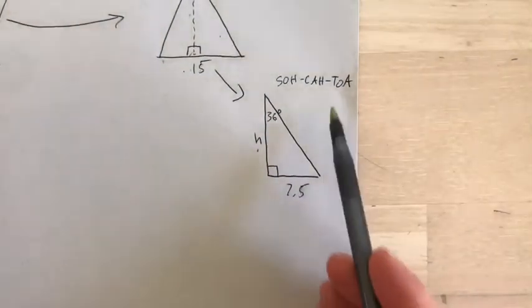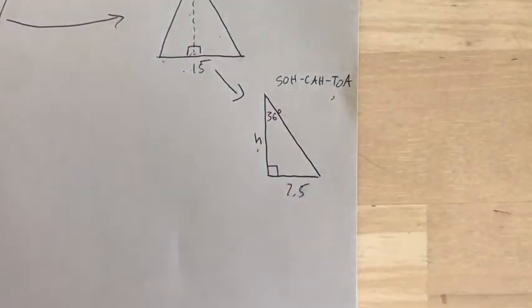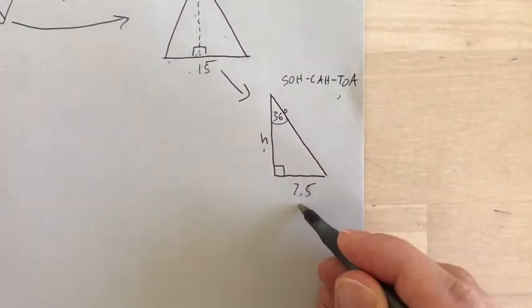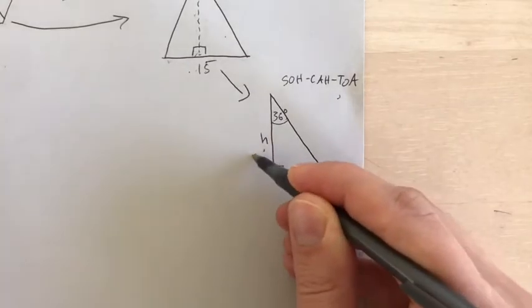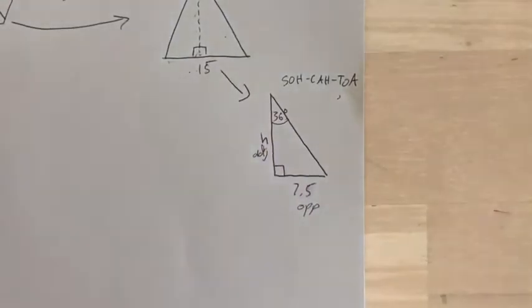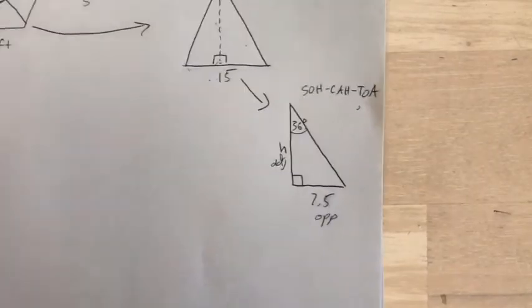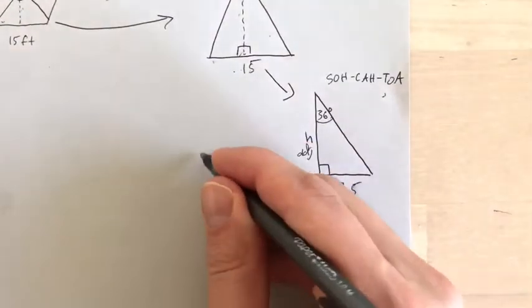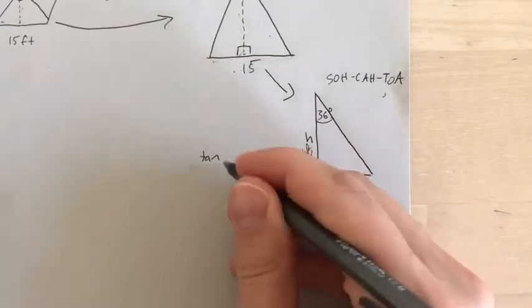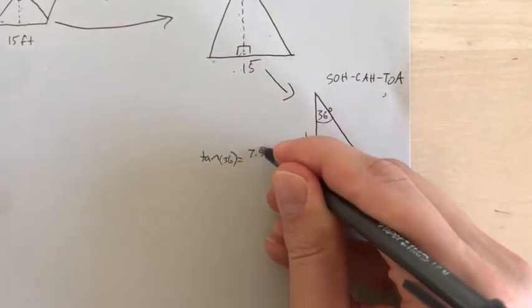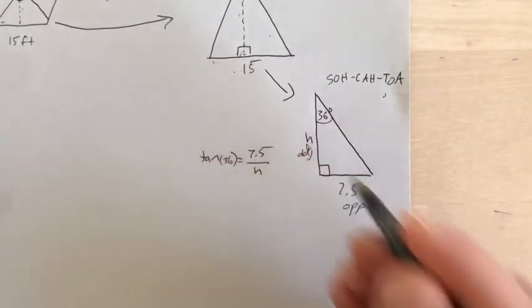And if you guessed tangent to figure that out, you would be correct. So this would be my angle. This would be the opposite side. This would be the adjacent side. And I could set up a tangent problem to help me figure out what that height length is. So let's go ahead and do that. So tangent of 36 equals opposite 7.5 over adjacent, aka the height.